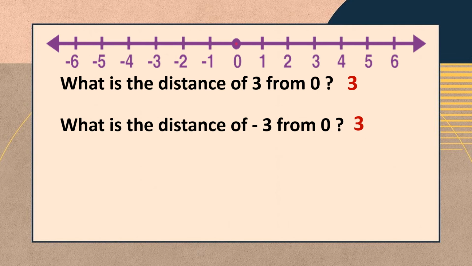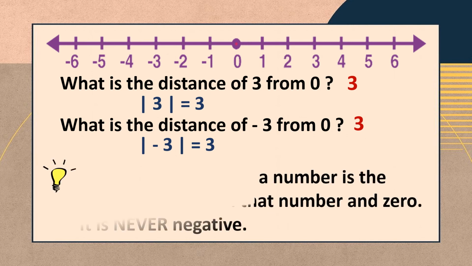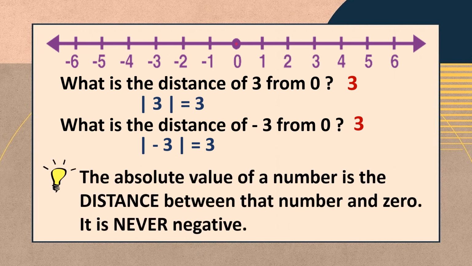So we are talking about distance, so that is absolute value. So we have absolute value of positive 3 is equal to 3. Absolute value of -3 is also equal to 3. As we get the absolute value of positive and -3, they have the same answer. So remember, the absolute value of a number is the distance between that number and 0, and it is never negative.